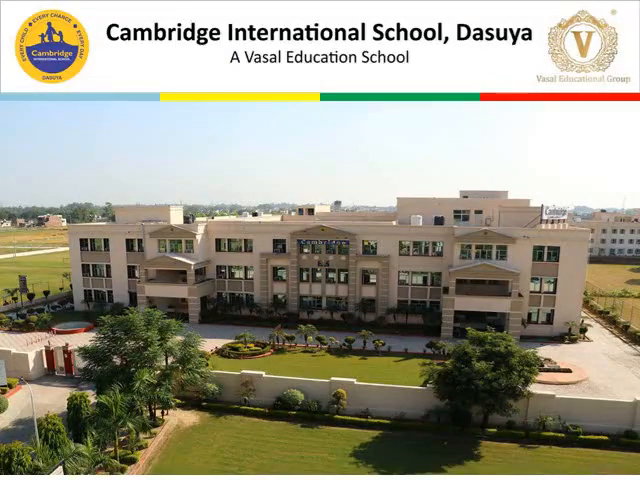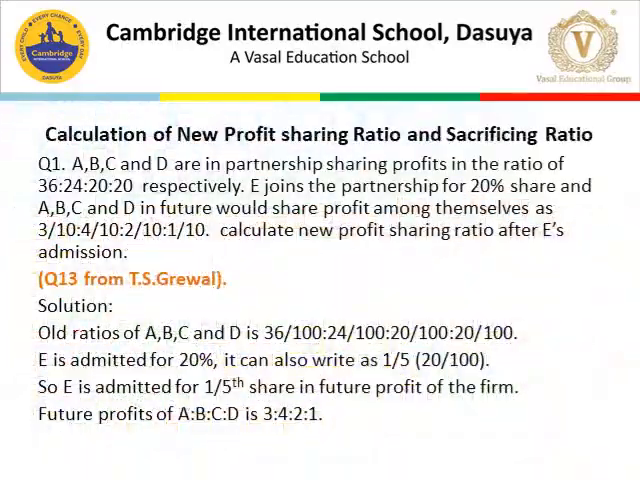Today we are going to do some practical problems from chapter 5, admission of a partner. So let's start with question number 1. Here we are going to calculate the new profit sharing ratio and sacrificing ratio. This question is from P.S. Gréwal. The question number is 30.